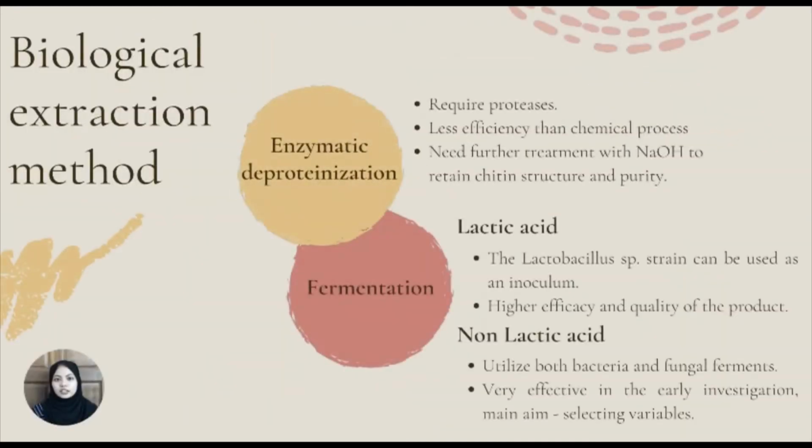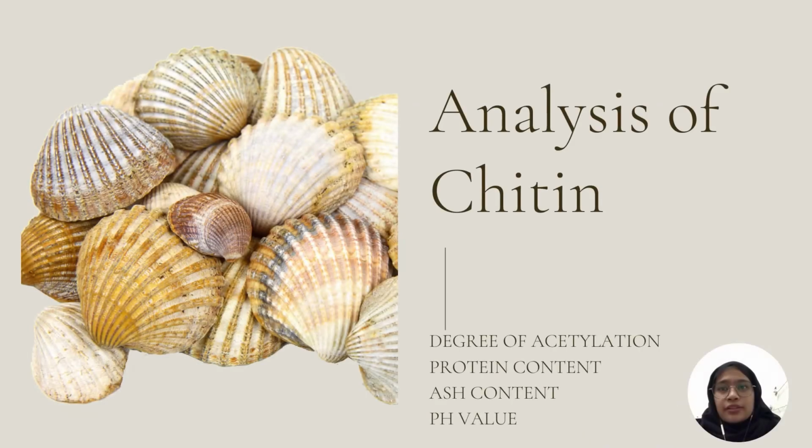For the biological extraction method, deproteinization is done enzymatically using protease. However, it is less efficient than the chemical method and needs further treatment using sodium hydroxide to retain the chitin structure and purity. Next, the fermentation method can be done with or without lactic acid. With lactic acid, Lactobacillus strains can be used, while without lactic acid, bacteria and fungi can be utilized for the fermentation process.